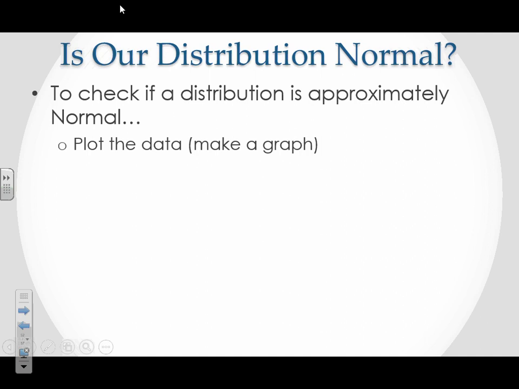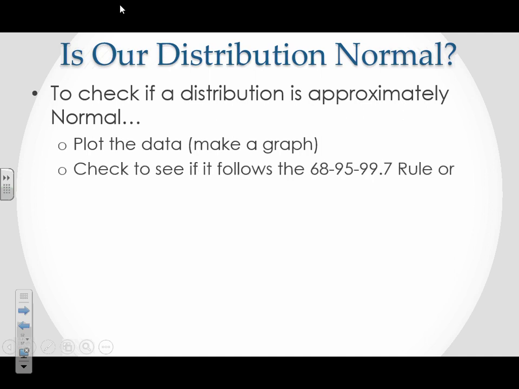So that's one possibility. The second possibility would be to check to see if it follows the 68, 95, 99.7 rule. We know that every normal distribution has to follow this rule, which says if I reach one standard deviation in each direction from my mean, I should capture 68% of my observations. If I reach 2 standard deviations in each direction from my mean, I should catch 95% of my observations. And if I reach 3 standard deviations above and below, I should capture 99.7% of my observations.